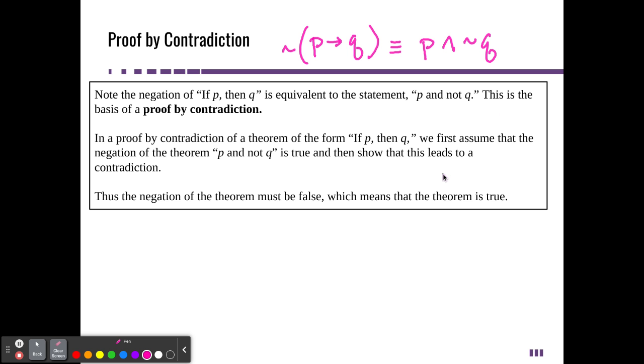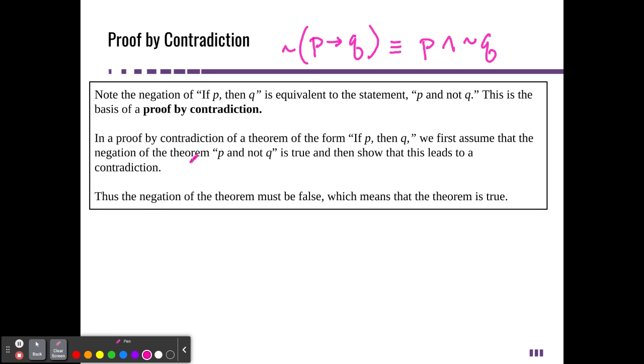And so that was just one of our logical equivalent statements that we had. So this is the basis of the proof by contradiction. In a proof by contradiction of a theorem of the form if P then Q, we first assume the negation. So even though we know that we have an if P then Q, we're going to assume the negation is true, then show that it leads to a contradiction. Thus, the negation of the theorem will be false and the theorem is true.